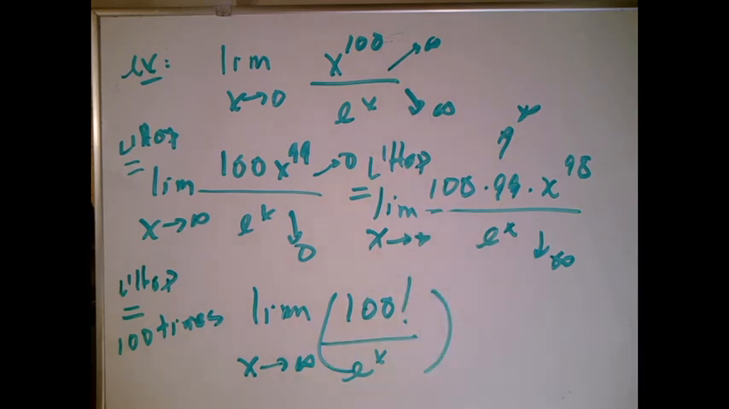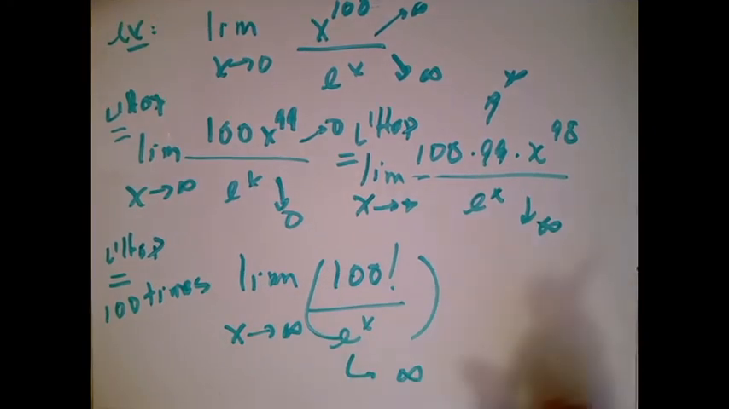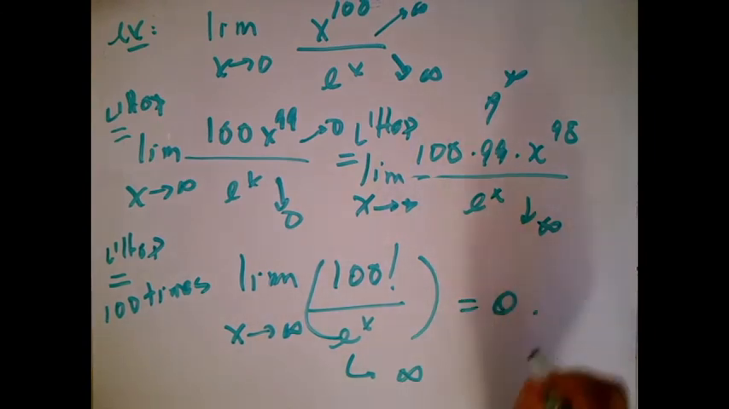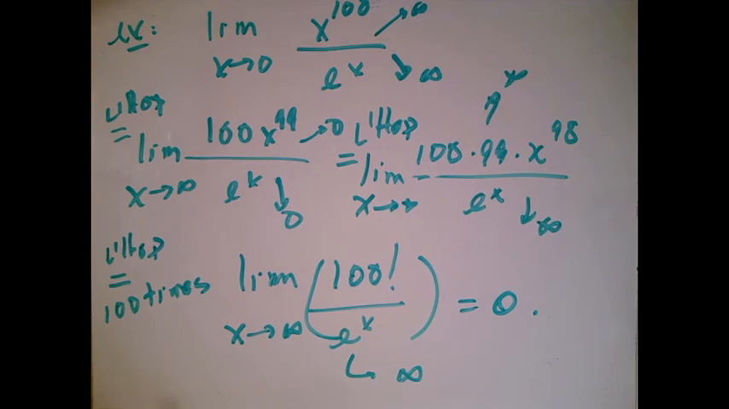Just like that, right? But the top is now a constant. It's a big constant, but the bottom gets bigger and bigger and bigger. The bottom is still getting huge. The top is a big number, but it's fixed. It's not growing anymore. So the answer actually is 0. And what we see here is that e to the x dominates x to the 100th.